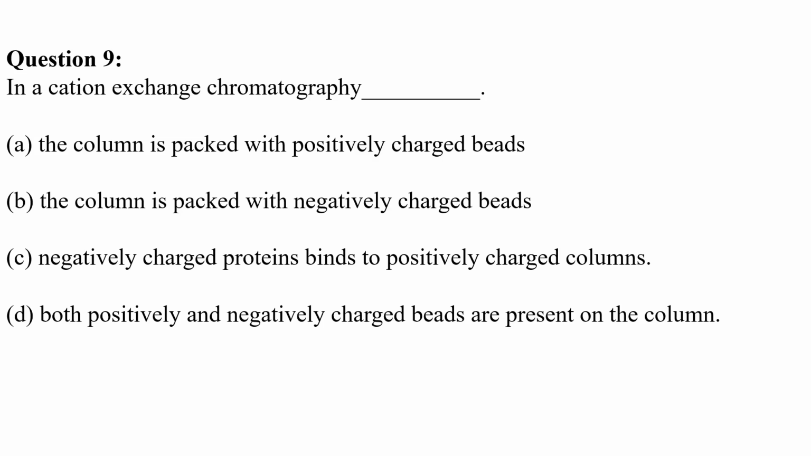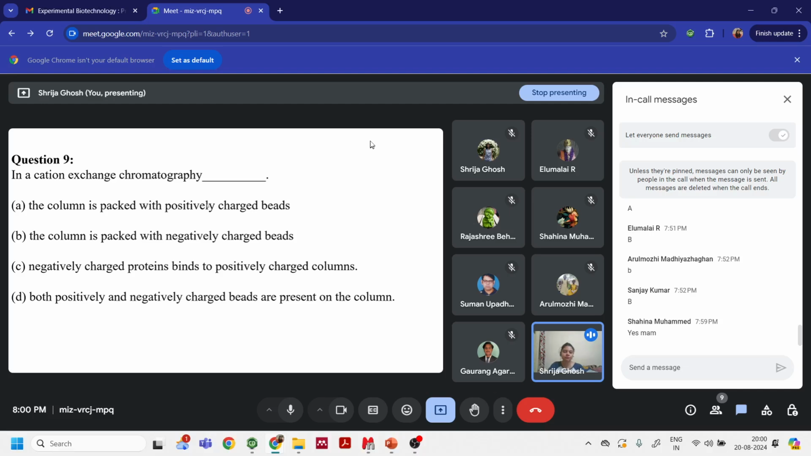So I just now told you what a cation exchange chromatography is, so I want the answer from your side. I just showed you the image and explained how cation exchange and anion exchange work. So what kind of bead will be there in cation exchange? Bead means the matrix, the stationary phase. So will it be positive, will it be negative, or what is happening? Tell me. Yeah, option B, the column is packed with negatively charged beads.